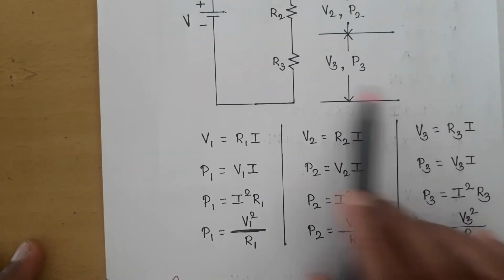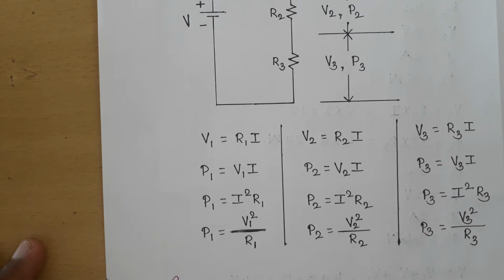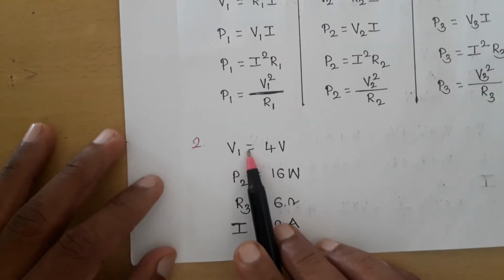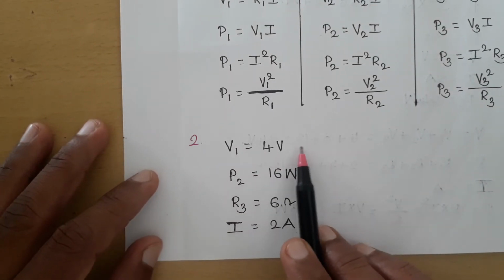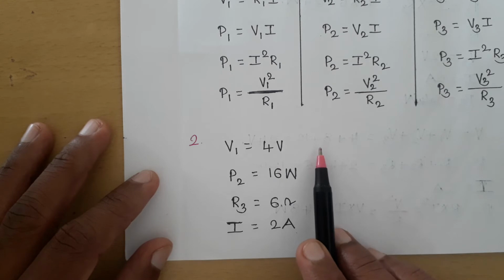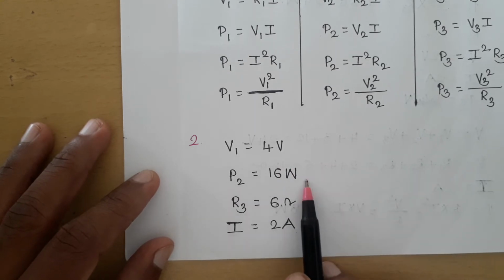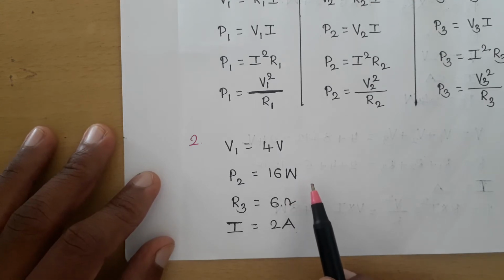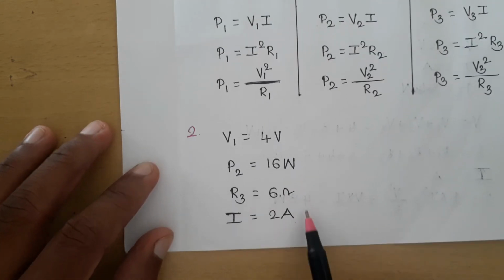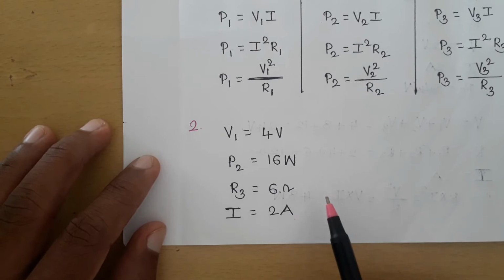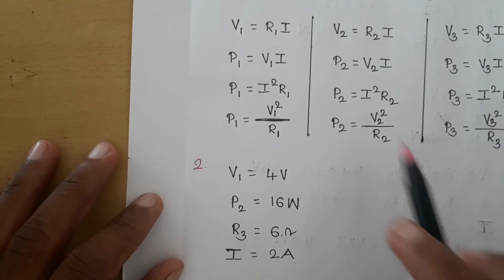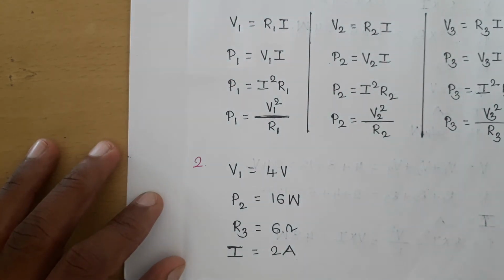Now by using these relations we have to find the remaining unknown values. Since V1 is given, we have to find R1 and P1. Since P2 is given, we have to find the R2 value and V2 value. Since R3 is given, we have to find V3 and P3, by using these relations.